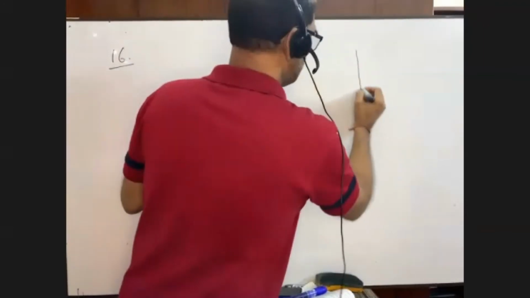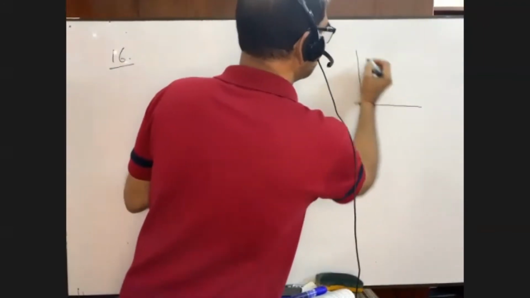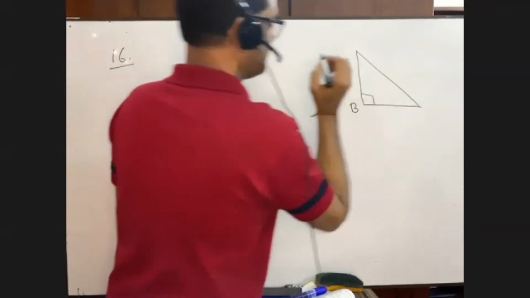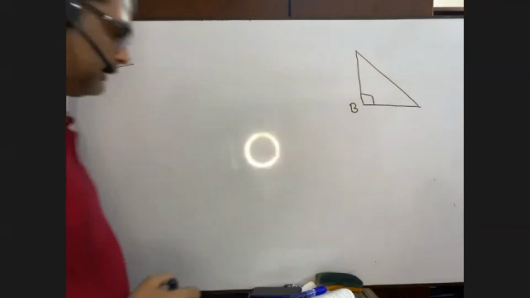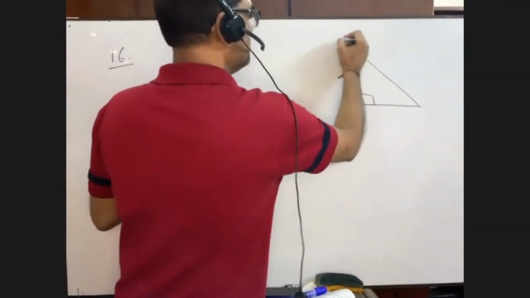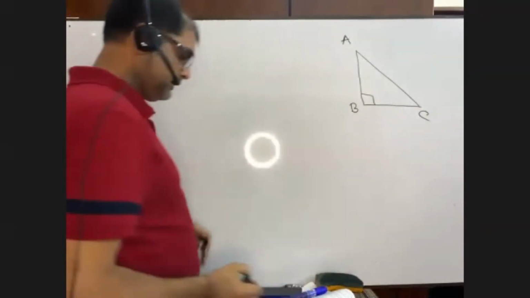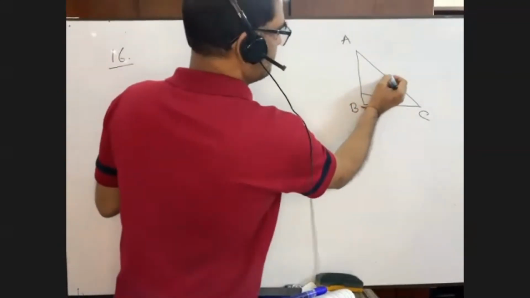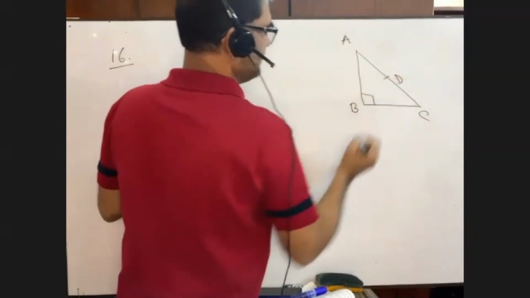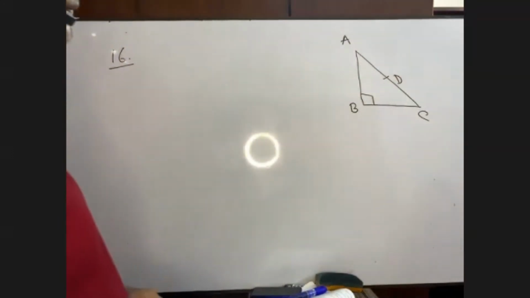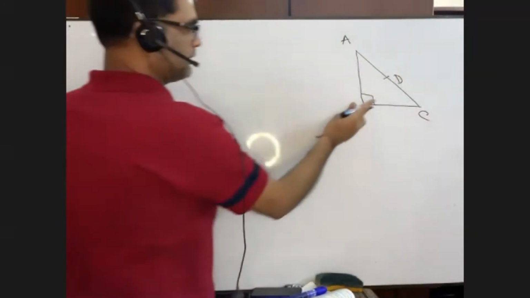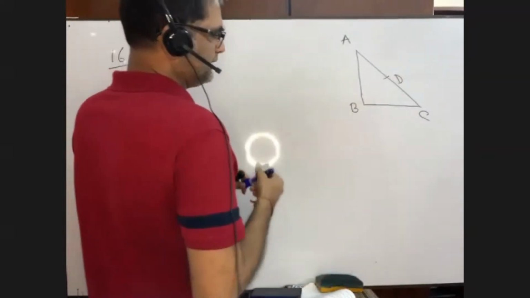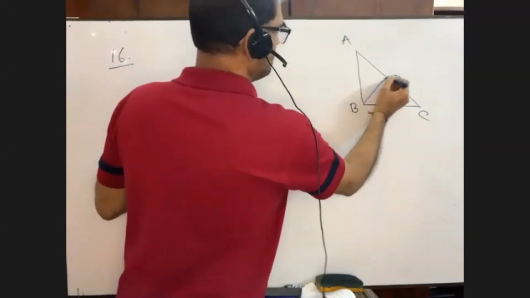You see, it is angle B, which is equal to 1 right angle, right? And it is A, it is C. D is the midpoint of hypotenuse AC. Very good. This is the midpoint. D is the midpoint of the hypotenuse AC, and B and D have been joined. It is given in the question. Okay. You see.